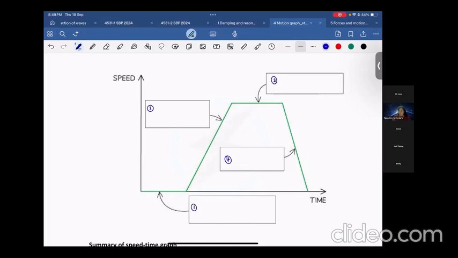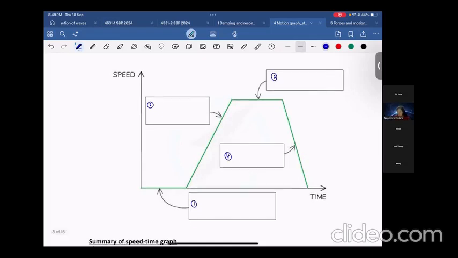Okay, boys and girls, here. First section, look at the speed here. Emily, you look at the speed here. First section, speed starts from 0. Speed is 0, meaning what is the motion? That means the object right now is stationary, or we say object at rest. So first section, object at rest.